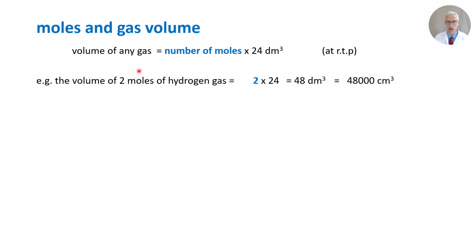So let's do an example. What is the volume of 2 moles of hydrogen gas? Well, 2, that's the numbers of moles, times 24, that's the molar gas volume, comes to 48 decimeters cubed. Convert that into centimeters cubed, 48,000 centimeters cubed.